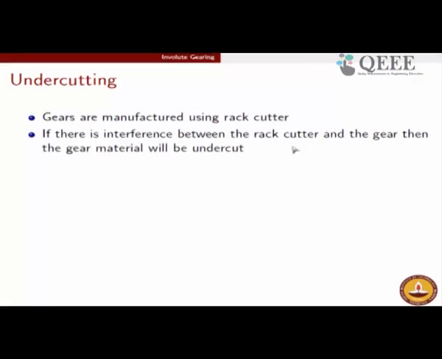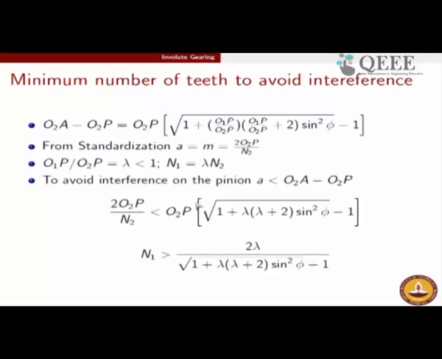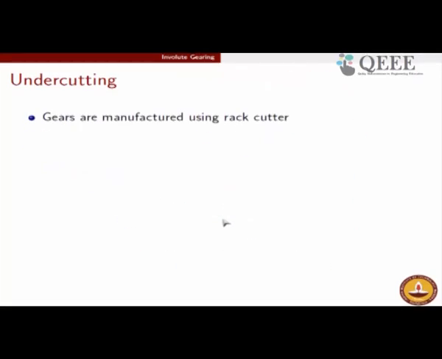So if there is interference between the rack cutter and the gear, then the gear material will be undercut, which means material will be scooped out by the rack cutter from the gear. Undercut gear teeth will be weak and will cause premature failure. So what we do is take this ratio lambda to be 0. Remember, lambda is the ratio of the diameters of the smaller gear to the larger gear. The larger gear in this case has a dimension of infinity, so lambda will become 0.